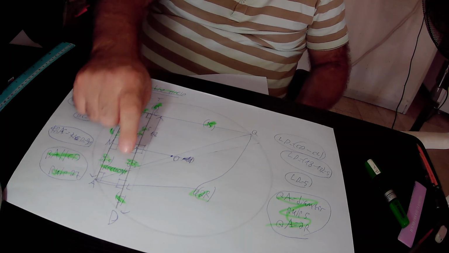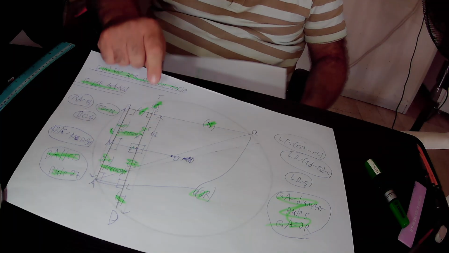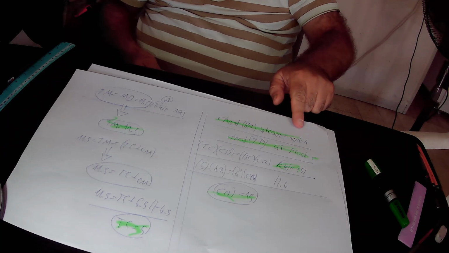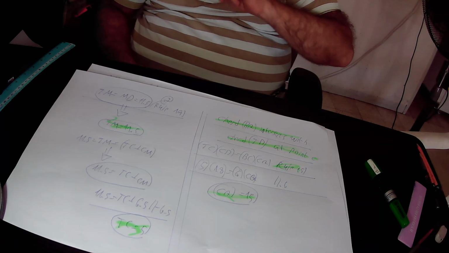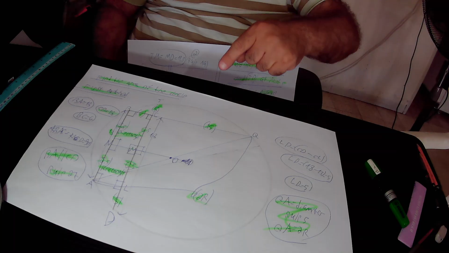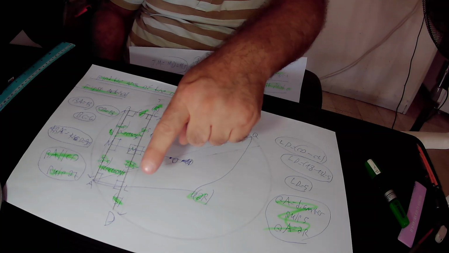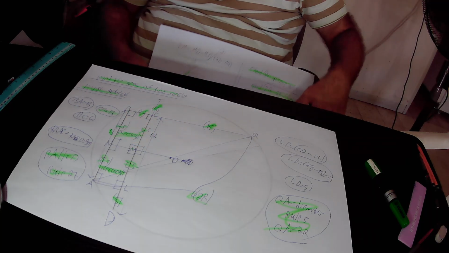Chord BQ intersects with chord TD at point C. So all the requirements of rule 15 are satisfied, and therefore we can implement rule 15. According to rule 15, the following equation is true: TC times CD equals BC times CQ.